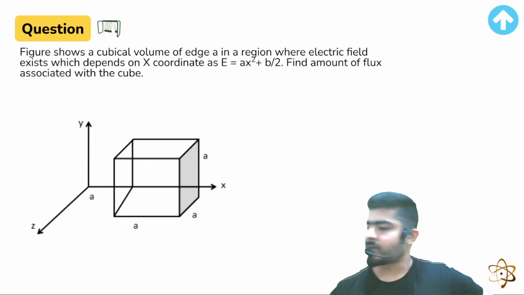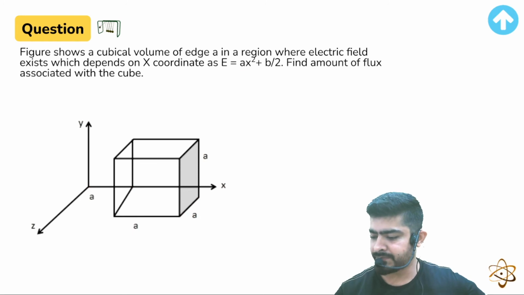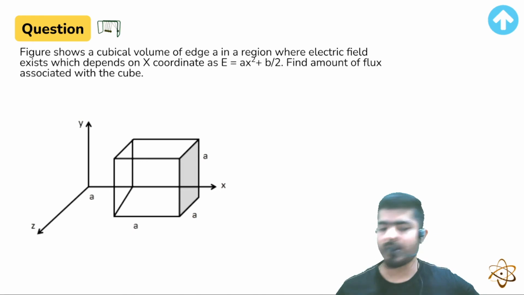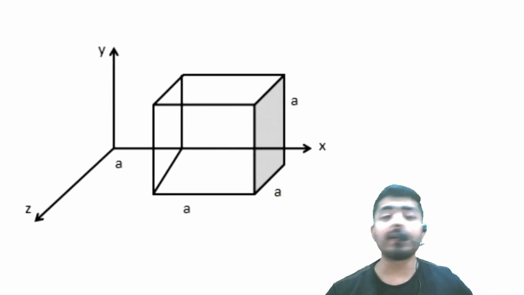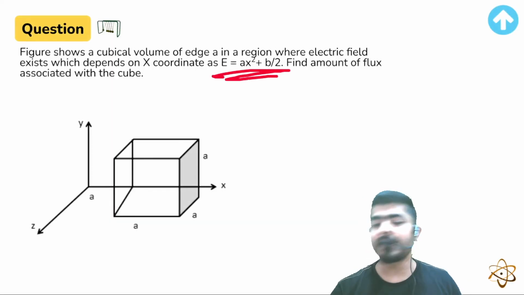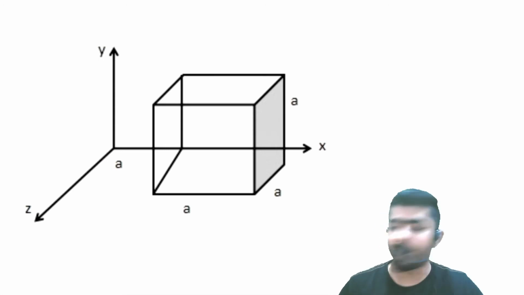Find the flux through each face of the cube, and there you will get the answer. Let me give you some hints. Your electric field is towards the x-axis, right? But the electric field is dependent on the x coordinate. So at every point, electric field will have a different value.